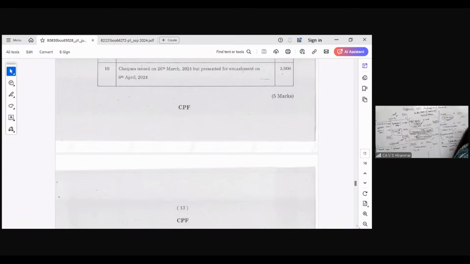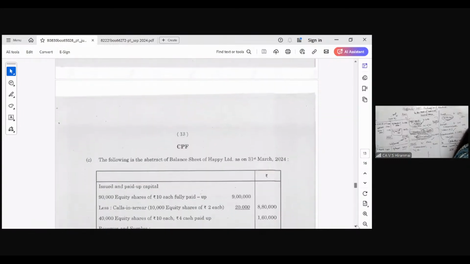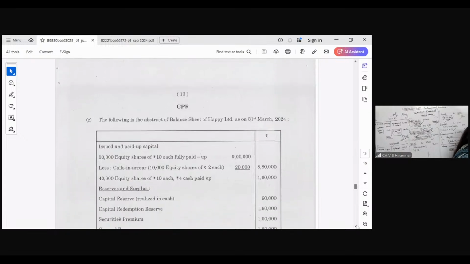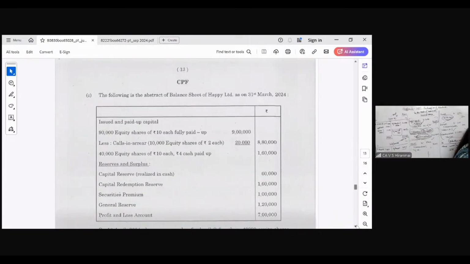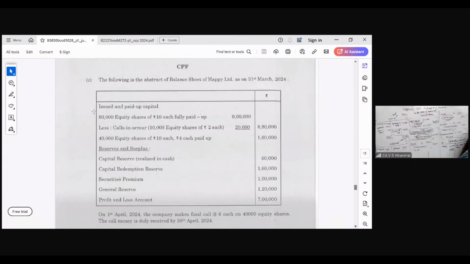And then all of you please see the next question here. Following is the abstract of balance sheet of Happy Limited. The same question. Okay. So here we have issued and paid up capital of 9 lakh, but we have calls in arrears. 10,000 equity shares have not paid. Again, we have a second type of equity shares on which 10 rupees is the face value. 4 rupees cash is paid up. That means what? 6 rupees is not yet paid.